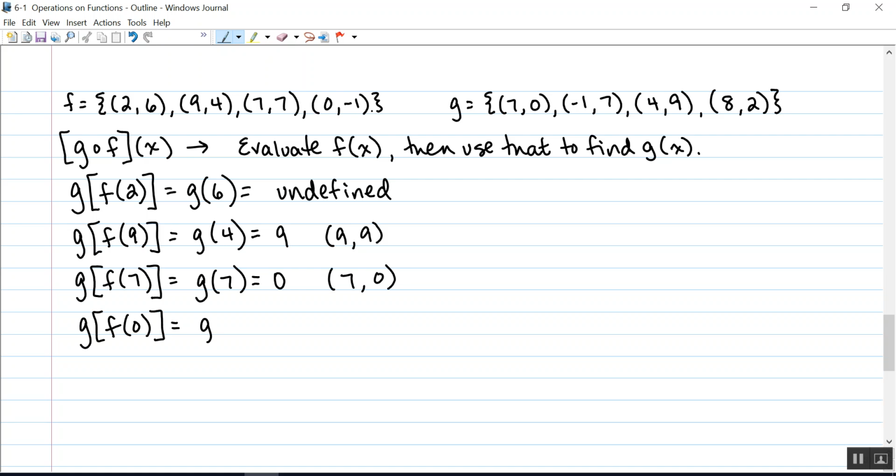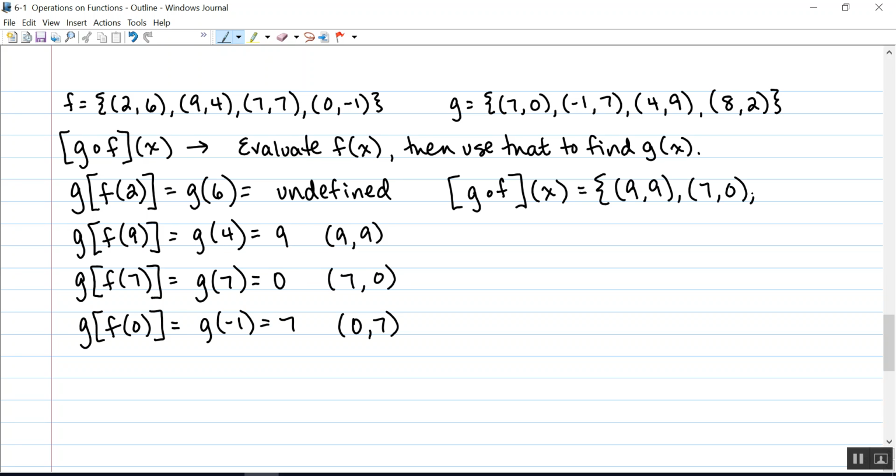f of 0 is -1, and g of -1 is 7. So that gives me the ordered pair 0, 7. So g of f of x is the set of ordered pairs 9, 9, 7, 0, and 0, 7.